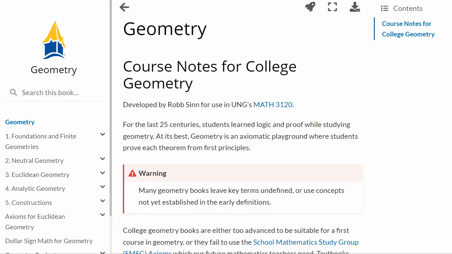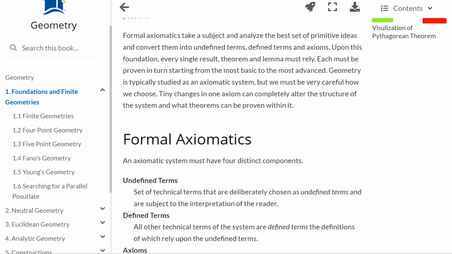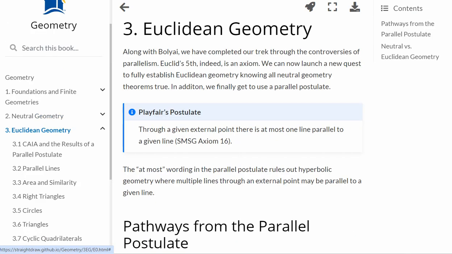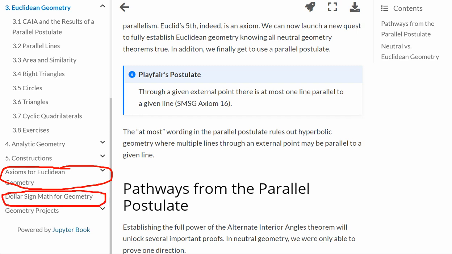Okay, this is the homepage for our geometry course, and we are going to be starting with foundations and finite geometries. Notice that the sections of the chapter are all listed over here, and we have neutral geometry, Euclidean geometry, and also some help files down here. We have our axiom sets, which we'll need at various times, LaTeX or $math for geometry, and also a lot of help for geometry projects. There will be a final project at the end of this course.